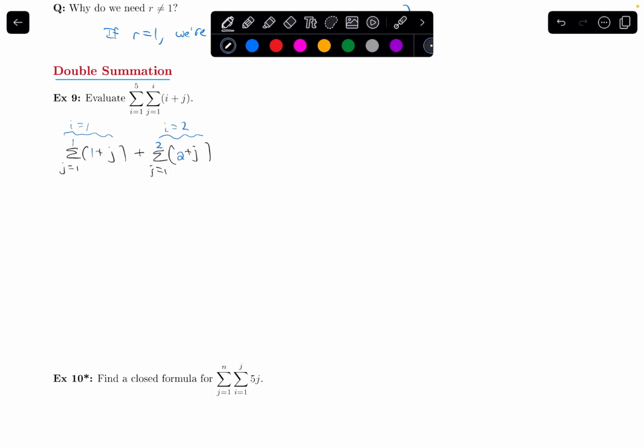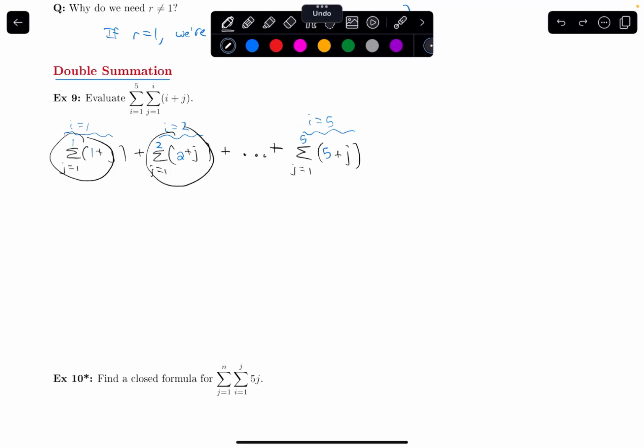I'm going to keep going like this until finally I plug in i equals 5. When I plug in i equals 5, that gives me the sum from j equals 1, and then I plug in 5 where the i is. In the parentheses, same thing, plug in 5 for the i, and then I'll get plus j. So in essence, for each one of these values we plug in for i, the inside part of this sum becomes another sum in and of itself. We just have to work out that there are 5 sums here.